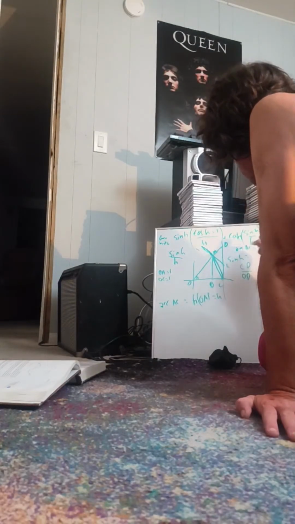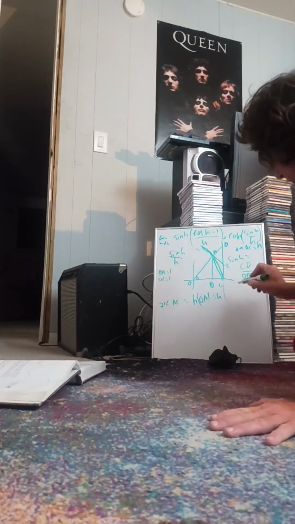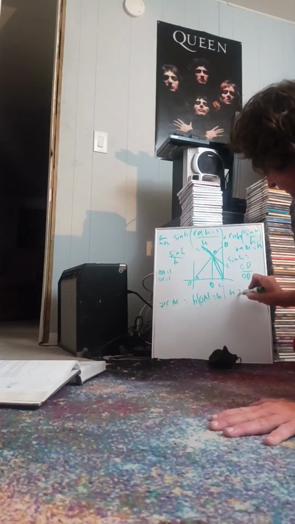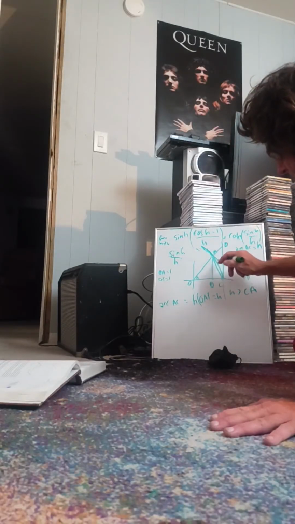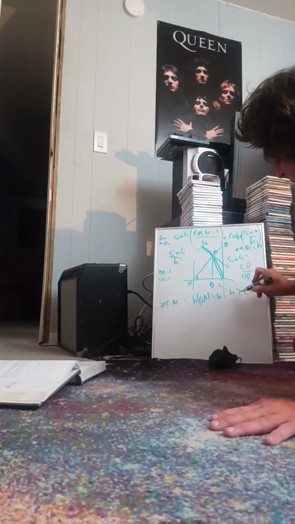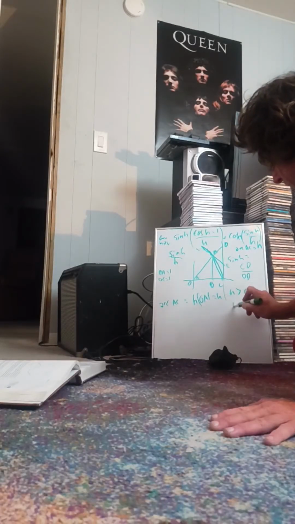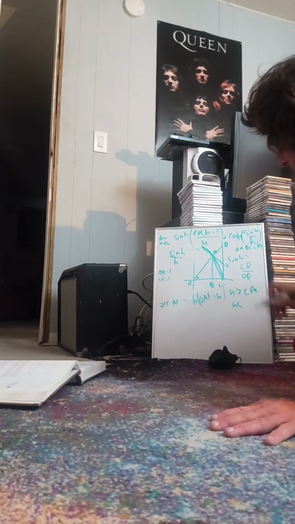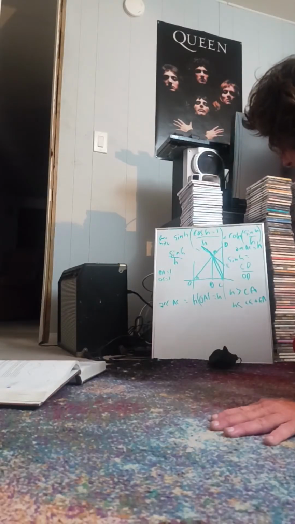Arc AC equals H. And that arc, H, is greater than CA, because CA is smaller than the arc. But H is less than CE plus EA, because that's these two longer lines.